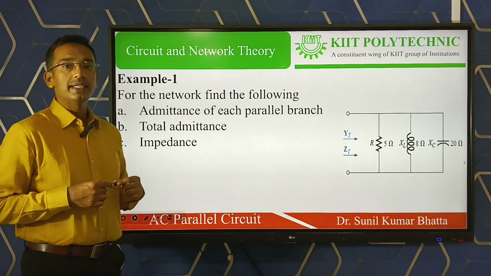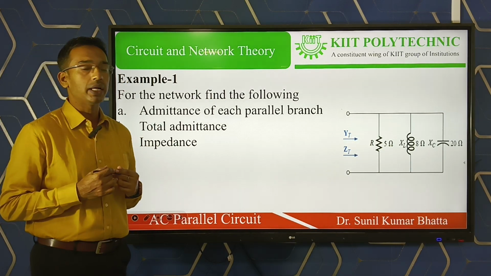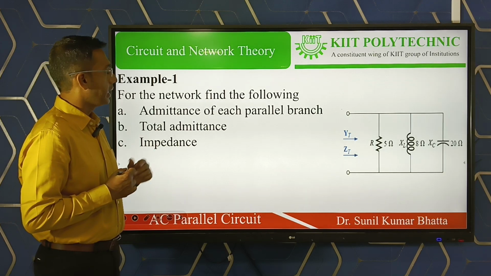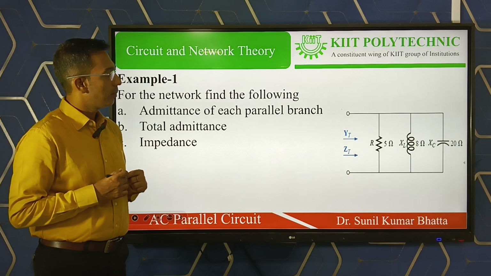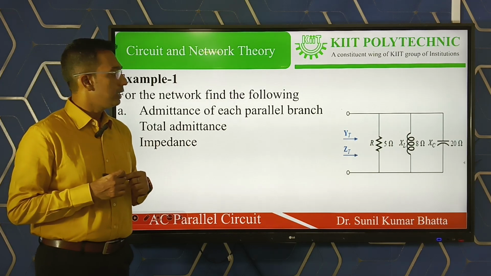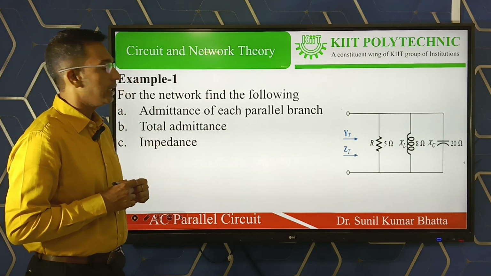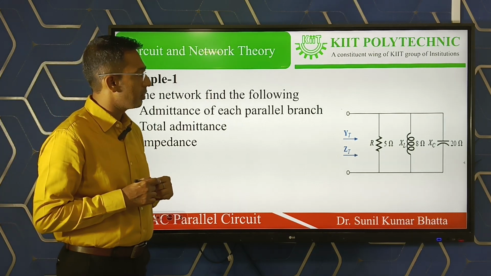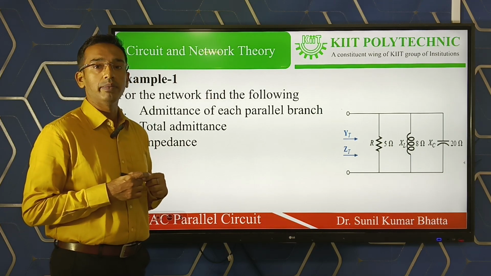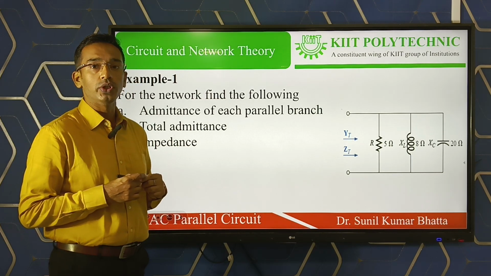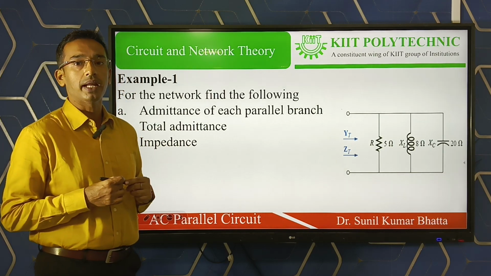Now coming to one example, very important, these numerical problems are very important. In the circuit diagram, you can see three branches connected. In one branch a resistance is connected, in the second branch an inductive reactance of 8 ohm, and in the third branch a capacitive reactance, XC, of 20 ohm, and all three branches are connected in parallel.